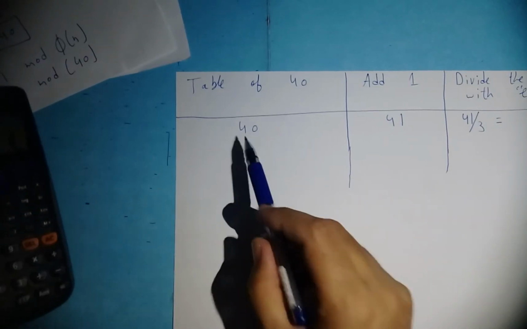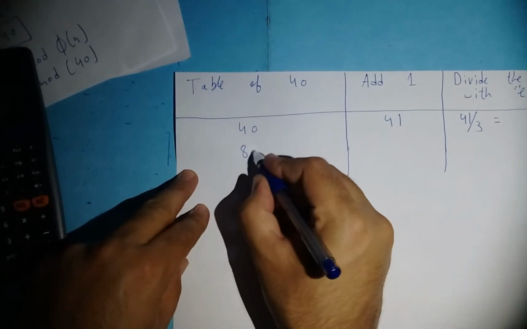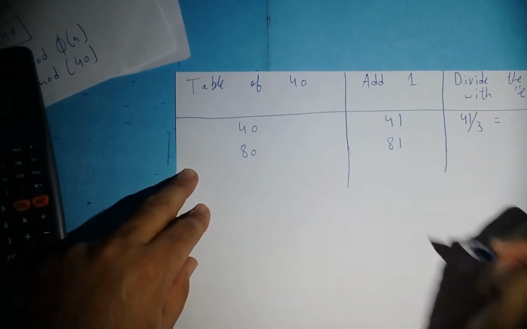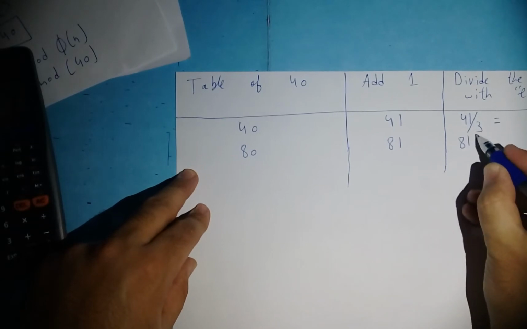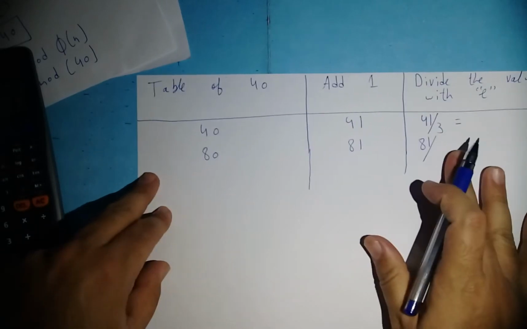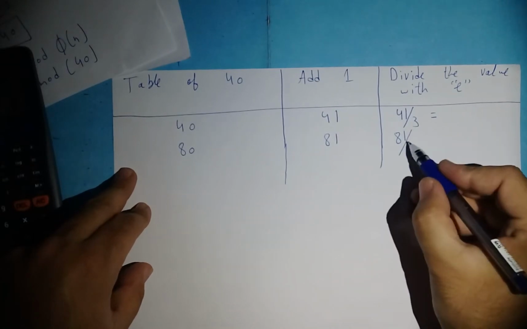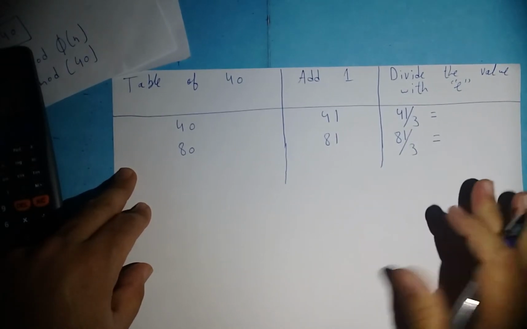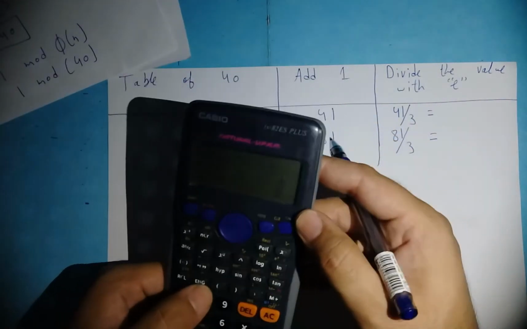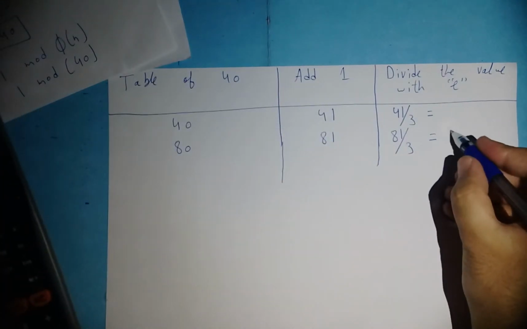Now again I just go back to the table of 40. Now 40 twos are 80. Now again I add 1 to 80, so I get the answer 81. Now again I divide 81 with 3, because the value of e is 3, so that's why I have to just divide 81 with 3. First of all, just let me check in the calculator. 81 divided by 3, so I get the answer 27.